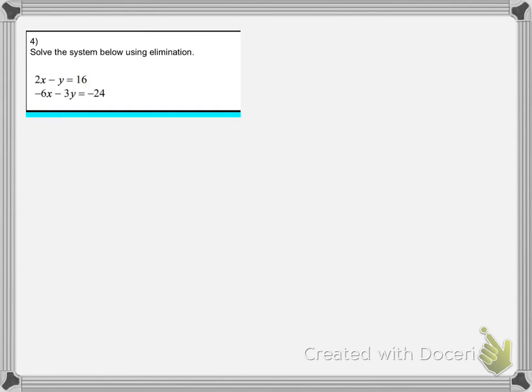All right, number 4 was also, it asked you to solve the system. So if you're asked to solve the system, they're asking you to find x and y. They're asking you to find both. So what do we know about this problem? Well, we know that we have 2 equations, and they're both in standard form.